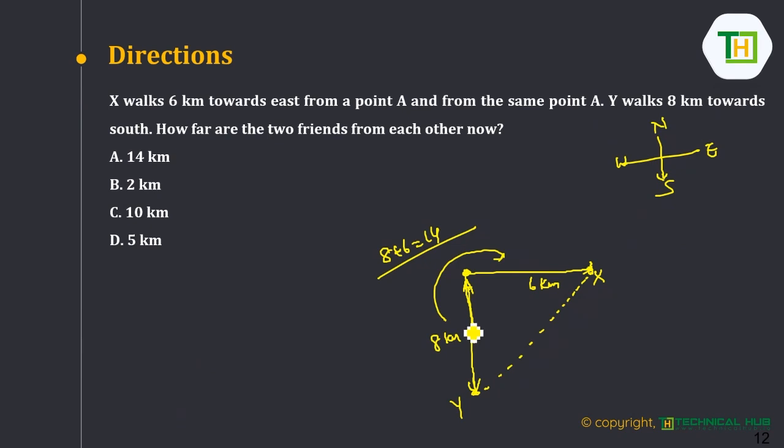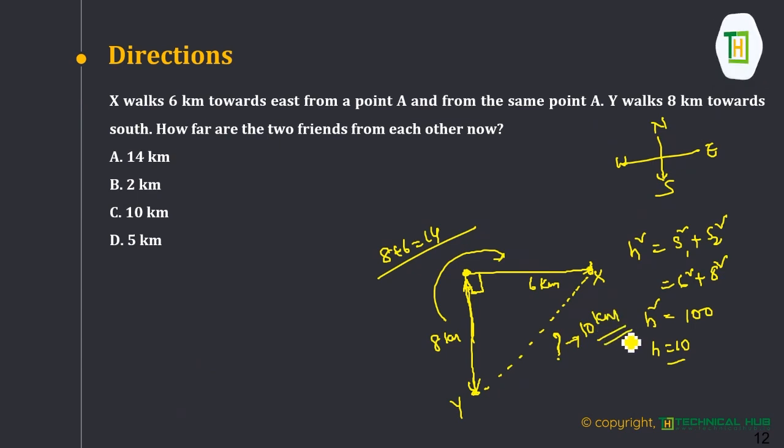I have to find the shortest path here, and that means I have to assume this as a right angle triangle and find the value of the hypotenuse. I know two sides' values. So hypotenuse square is equal to side square plus side square, that is 6 square plus 8 square. 6 square is 36, 8 square is 64, that is 100. So hypotenuse square is equal to 100, then hypotenuse will be equal to 10. That means this value is equal to 10 kilometers. So 10 kilometers is the shortest distance between these two friends.